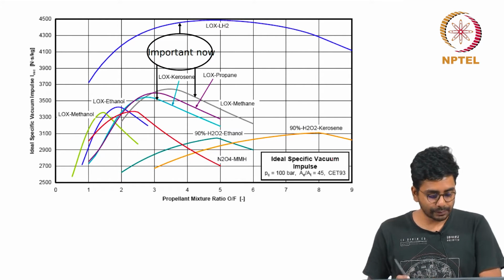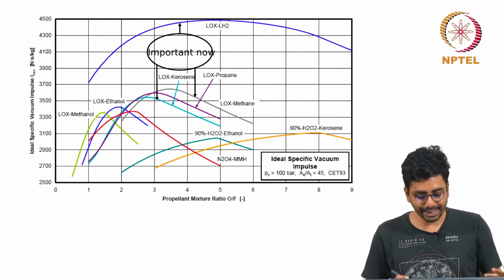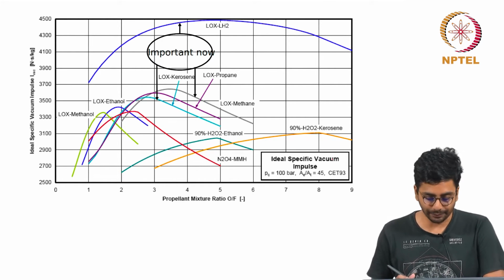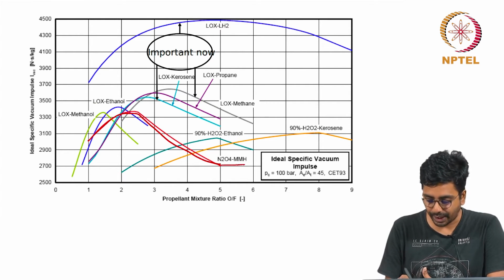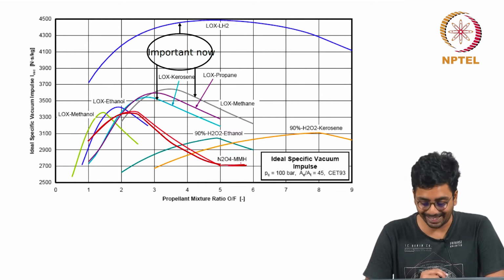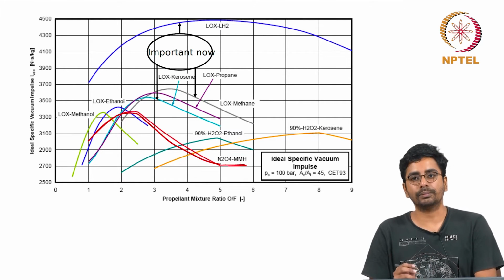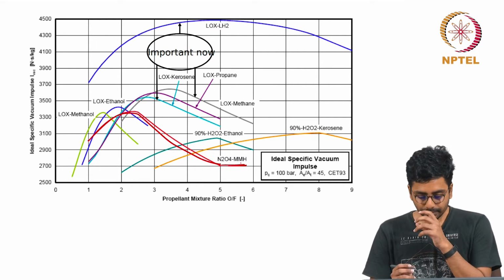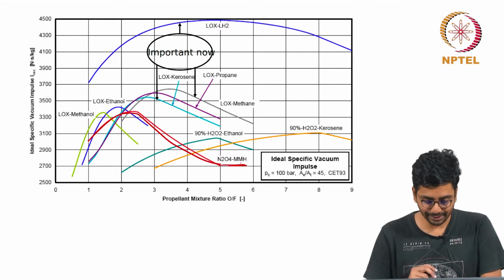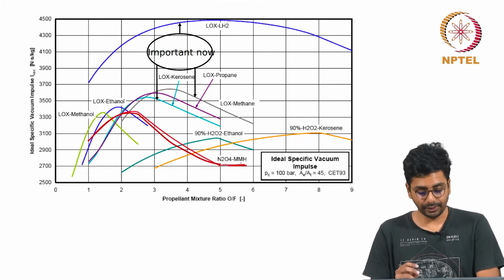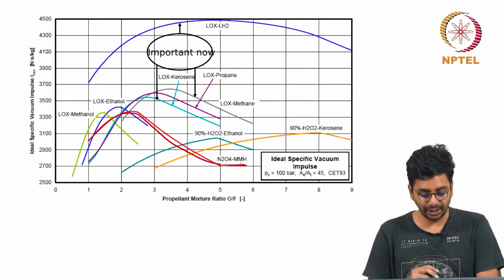What is shown in this plot is the ISP versus propellant O by F, and the important curves for the purposes of the current discussion are this red curve, which is for N2O4 and monomethyl hydrazine, an earth storable propellant combination, also hypergolic, used in small rockets and in initial stages and upper stages where we want guaranteed ignition.